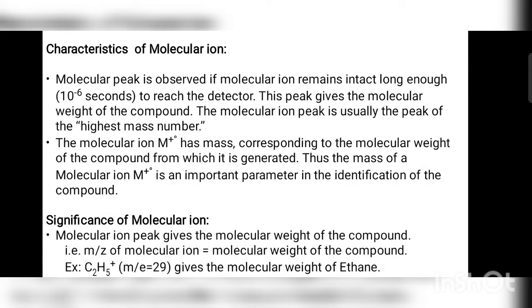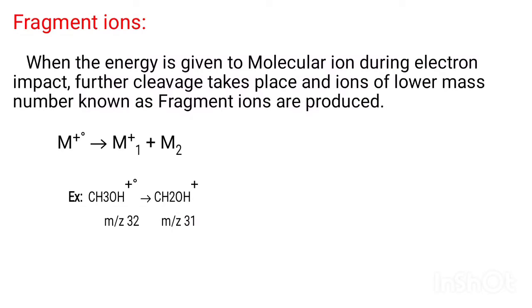Then the significance of a molecular ion. The molecular ion peak gives the molecular weight of the compound, as we saw in the characteristics, that is m by z of a molecular ion is almost equal to the weight of the compound. The example is given here, that is ethane. There are many types of ions, one of which is the fragment ion.